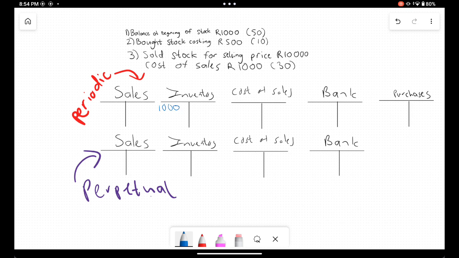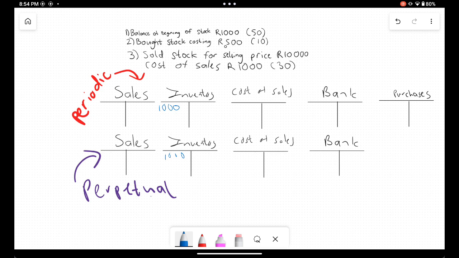And then obviously it will be the same, right? Now, if we are in February, and our year starts in January, this will be January's balance brought down at the end. After we do our cost of sales calculation, we update the inventory from the purchases. Okay, so bought stock costing 500.